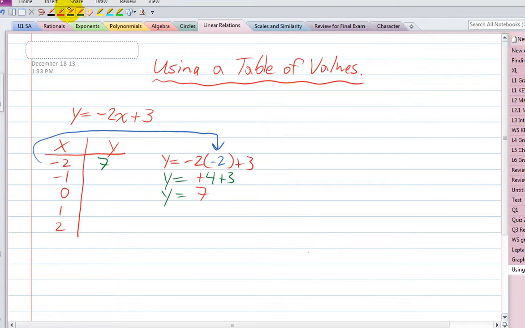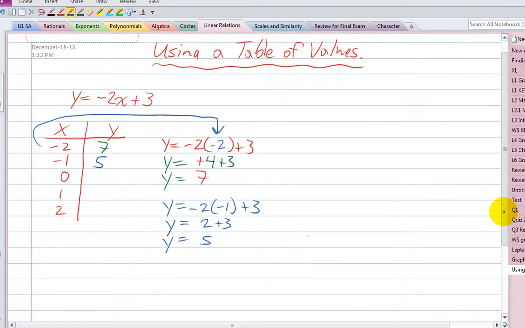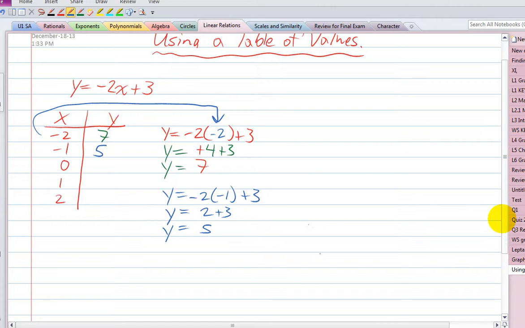Good. Next one. So now you're going to get y equals -2 times -1 plus 3. So x has changed. Find your new y value. And you should get y equals 5. Do the next one yourself. Go ahead. What'd you get? 3? Good, that's correct. Okay. Do the next two. Go ahead.